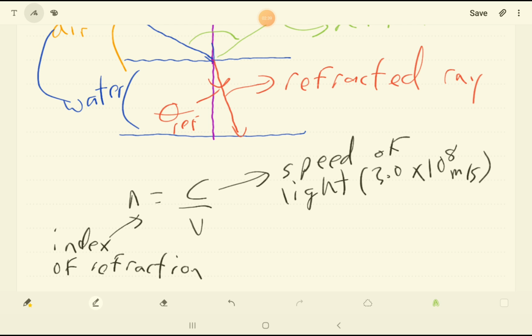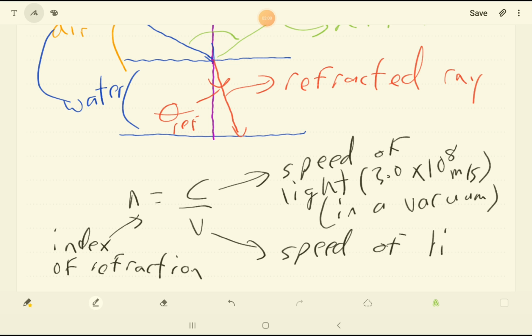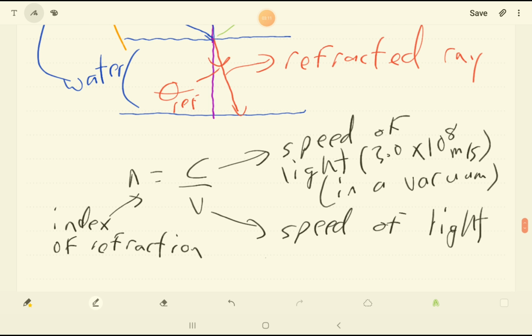So speed of light divided by the speed of the light when it travels through a medium. So this is speed of light. I'll get a bit more specific at the top over here. This is speed of light in a vacuum, so we're assuming no frictional interference. And this would be speed of light when in the medium. And so they compare the two speeds, and what you basically get is a ratio of how much the medium slows the light down.